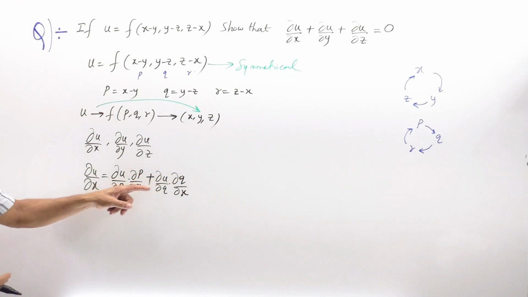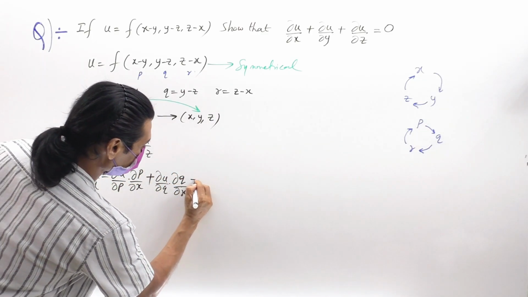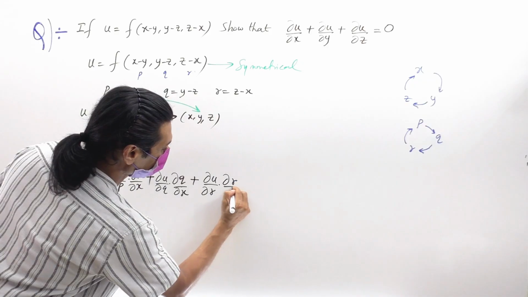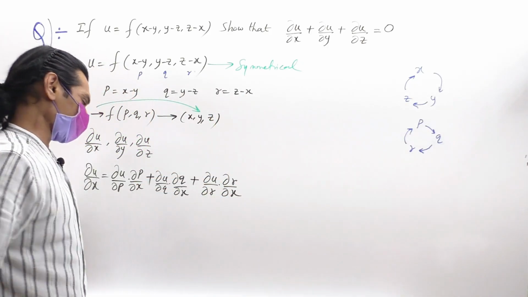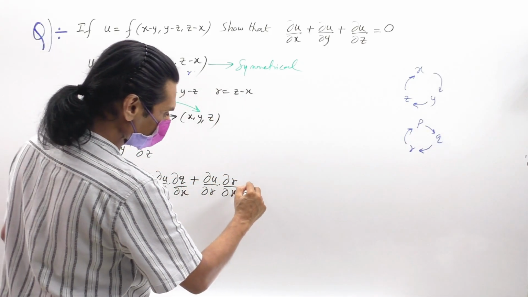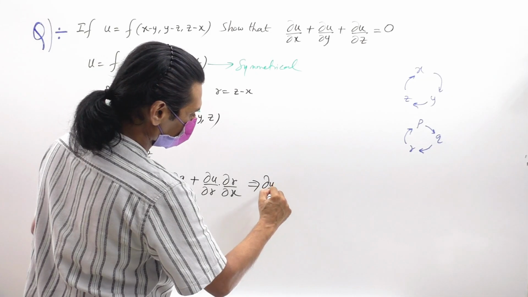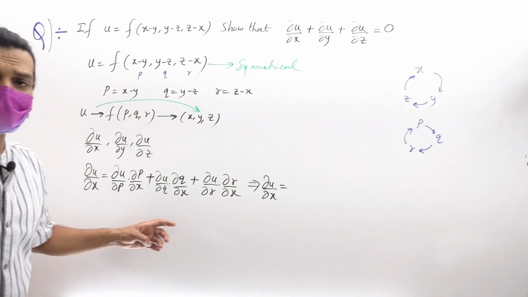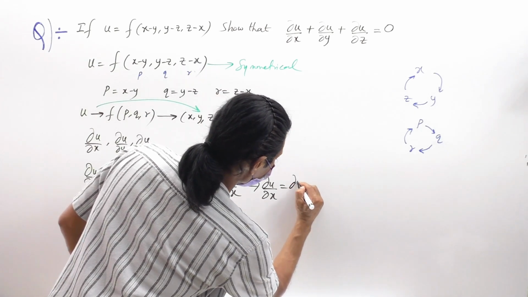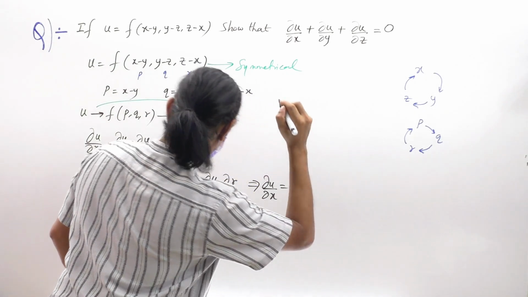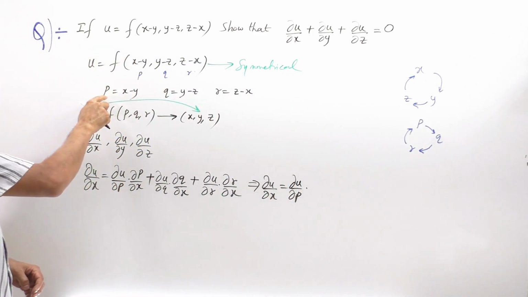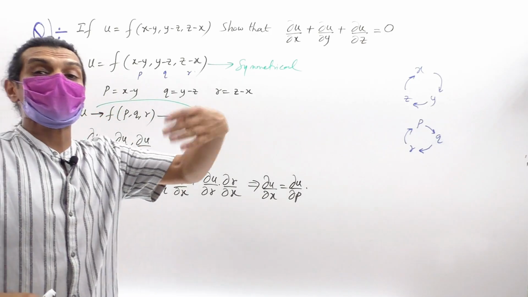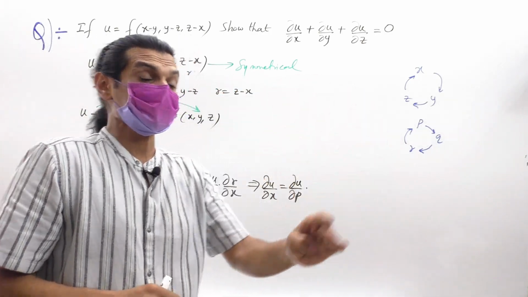Dou q, dou q, dou u by dou x maintained. Again, lastly, third: dou u by dou r into dou r by dou x. That implies, I write here, dou u by dou x equals dou u by dou p, keep it as it is, dou u by dou p into dou p by dou x. What is p? P is x minus y. Dou p by dou x, partially differentiate p with respect to x.